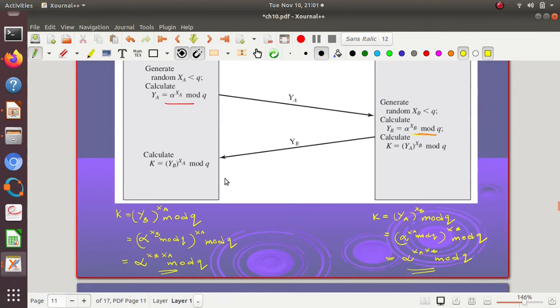They perform symmetric encryption using the key K.